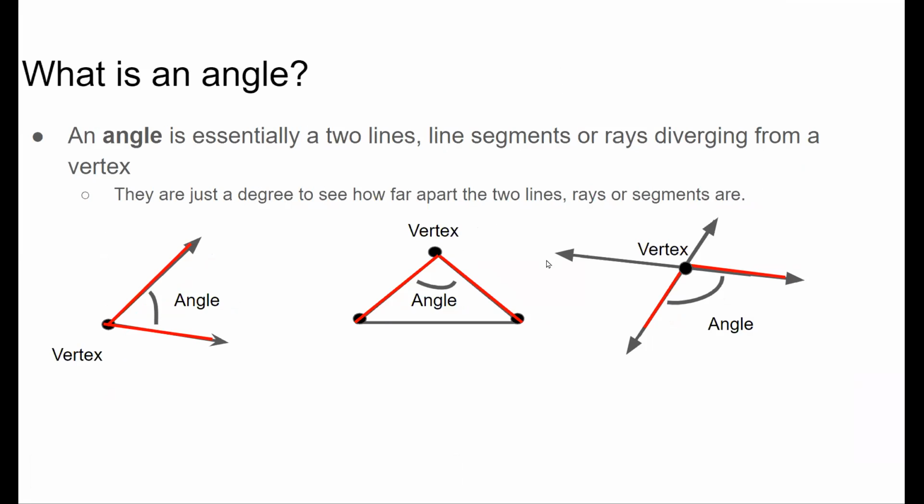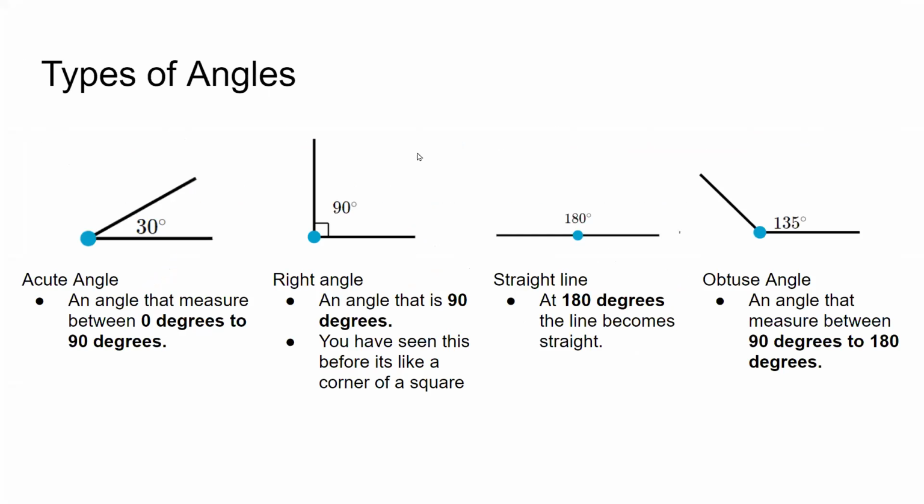As you can see here on the leftmost picture, the angle is between the two rays, and you can see that the vertex is where they meet. Same with the middle picture in the triangle and the bisecting lines on the right picture. So we'll go over the most basic types of angles, or the categories of angles, I should say. We have an acute angle, which is a small angle that's less than 90 degrees, so it's between 0 and 90 degrees. As you see here, this is 30 degrees.